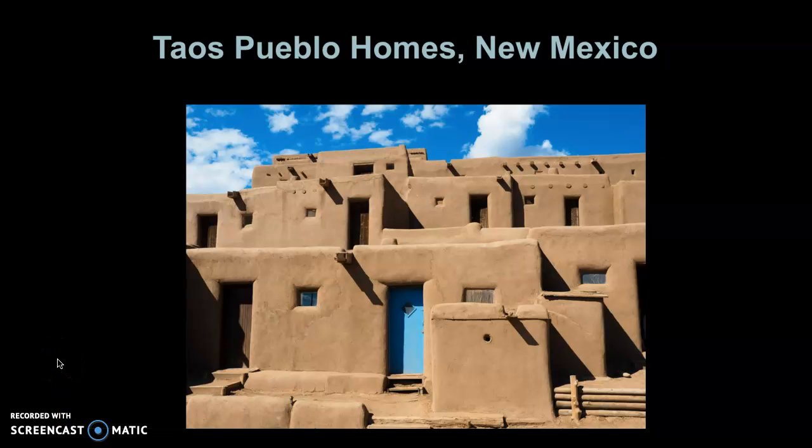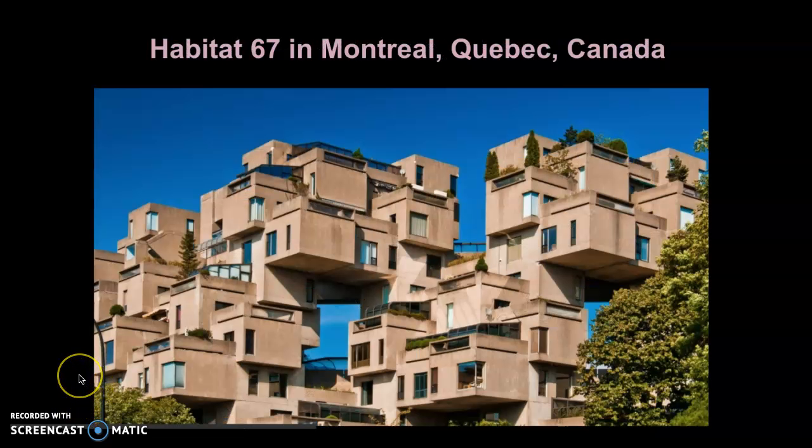One of the earliest forms of cube architecture was built by the Native Americans, the Southwest tribes, the Pueblo homes. These are the Taos Pueblo homes in New Mexico that were constructed out of adobe bricks, which is mud and water that would be dried out in the sun, and basically a nice stacked cube structure to provide shelter to the Pueblo Native Americans.